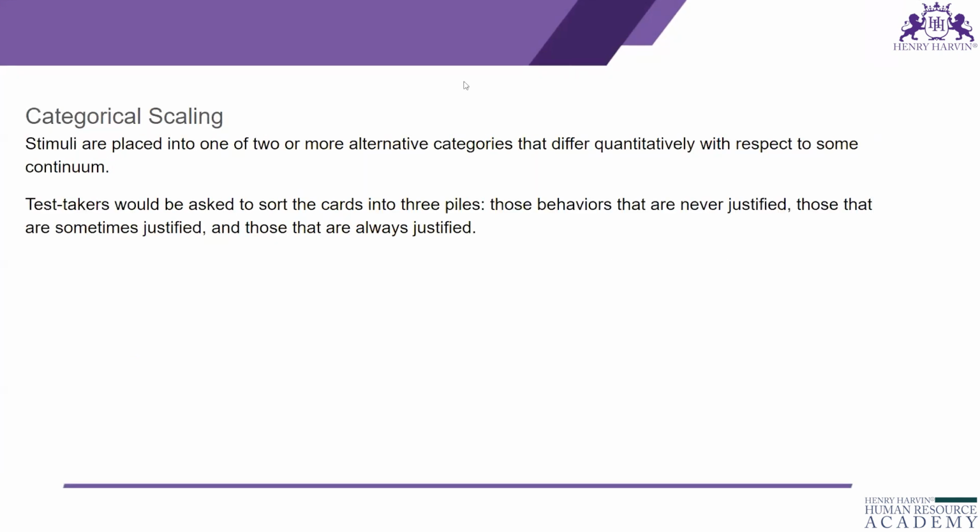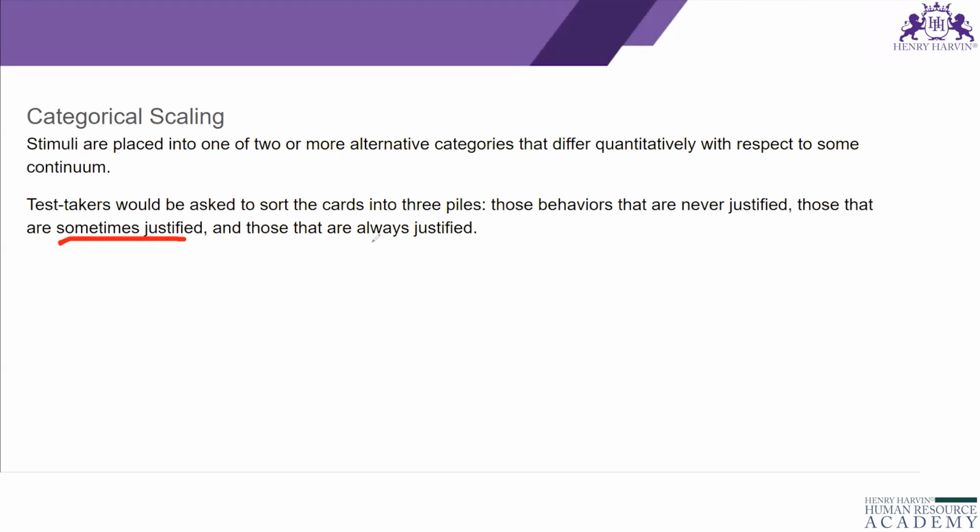And then comes the categorical scaling. Again, stimuli are placed into one of two or more alternative categories that differ quantitatively with respect to some quantum. The test taker would be asked to sort the cards into three piles: those behaviors that are never justified, those that are sometimes justified, and those that are always justified. So we have three categories here: sometimes, always, and never.